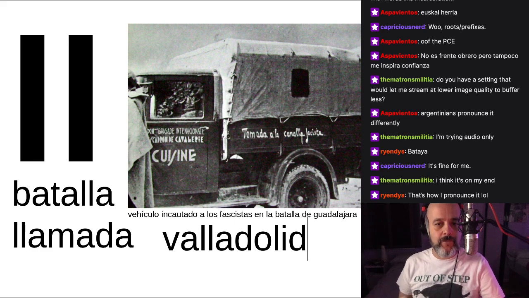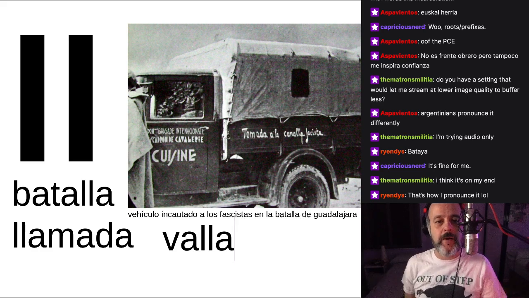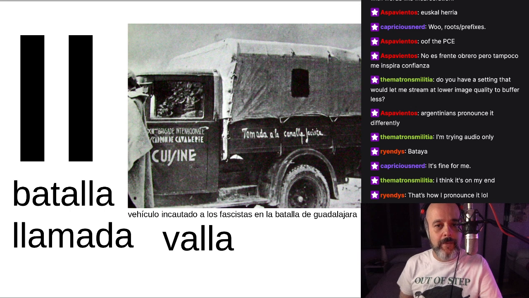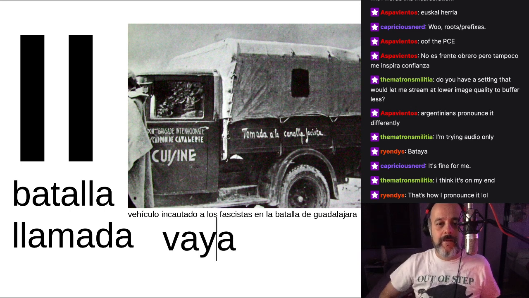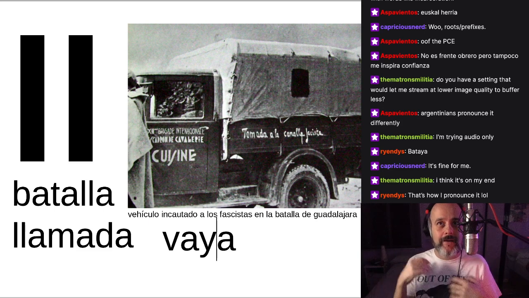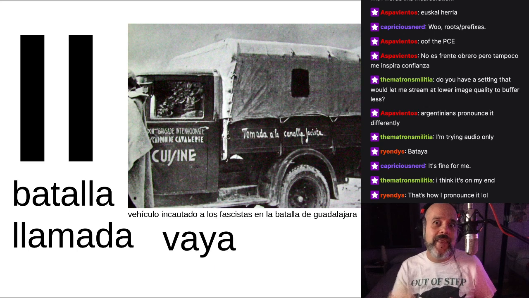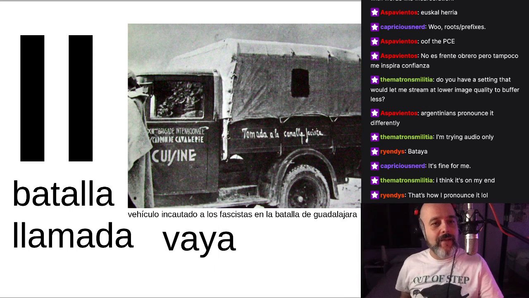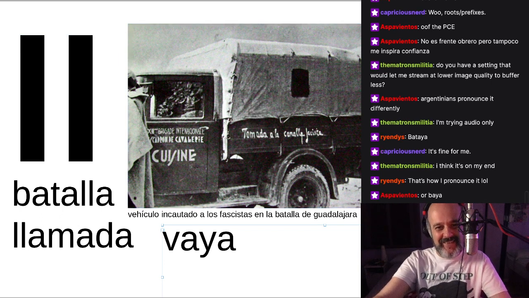But if you use just this part, it says valla, like a fence. Valla. Not to be confused with valla, which is like, damn it. Or valla, like the subjunctive of to go. No sea que valla para allá. But that's a more complicated thing that we're not going to touch on in this very basic lesson.